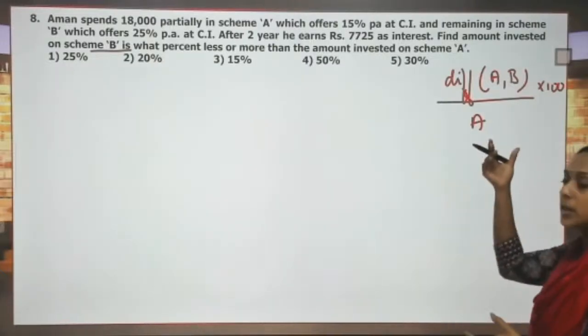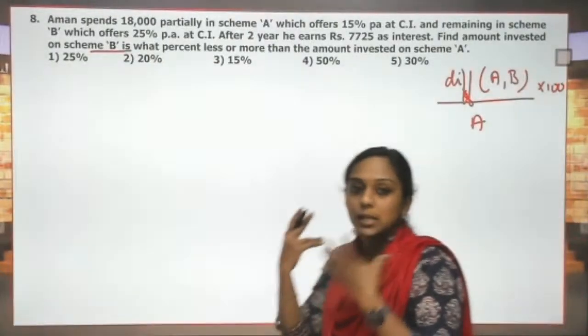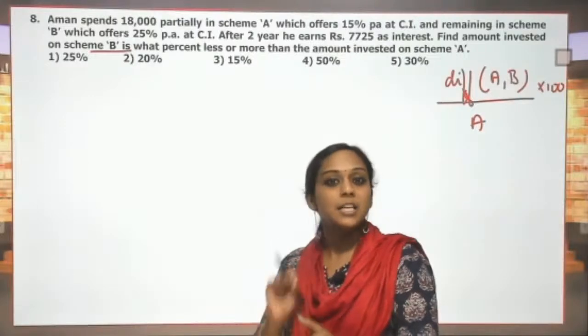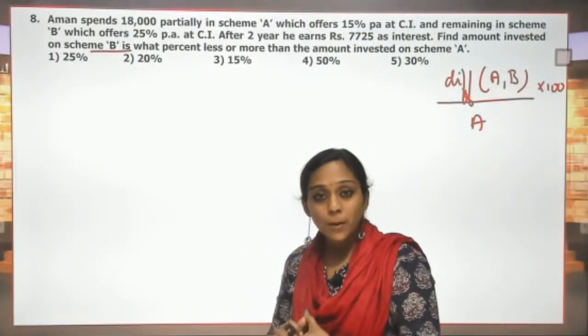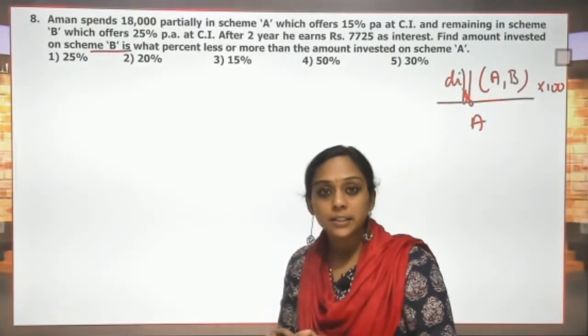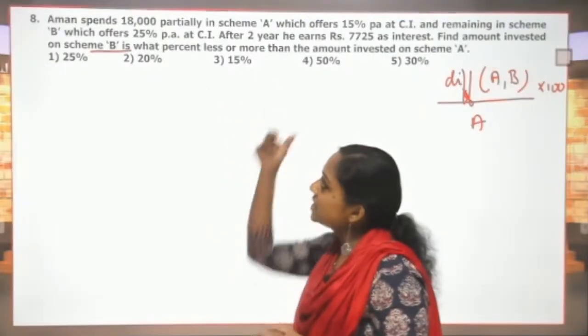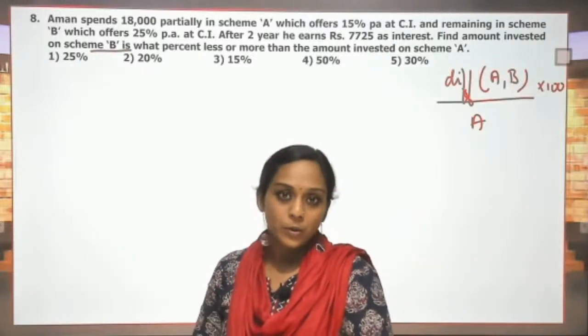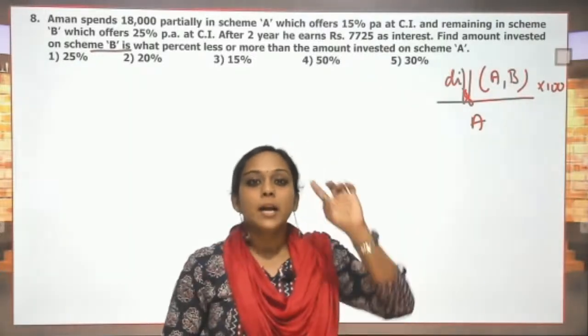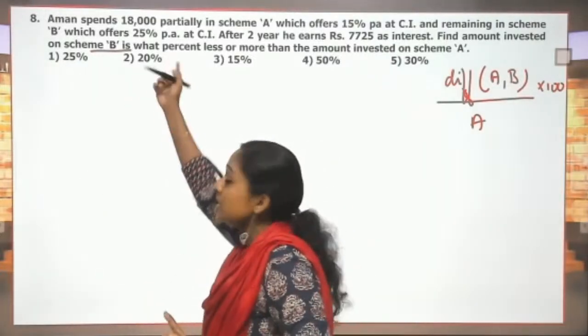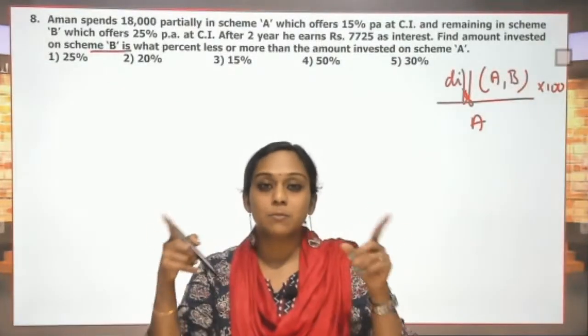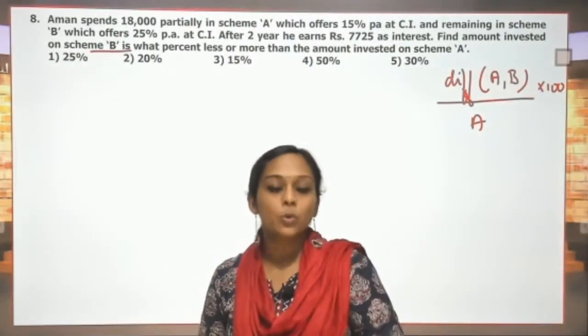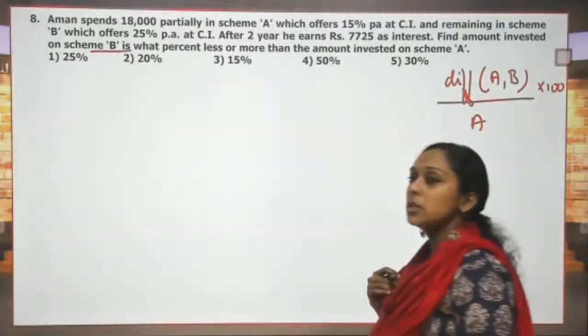Okay, so here actually we don't need the actual investments, how much is invested in scheme A or B. It would be better if we are able to find out the ratio in which this 18,000 is divided and invested in scheme A and B. So just find out in what ratio this 18,000 is divided in both schemes A and B. So go for that ratio. I am going to find out that ratio.